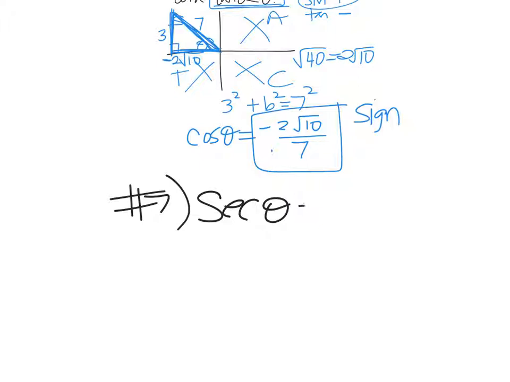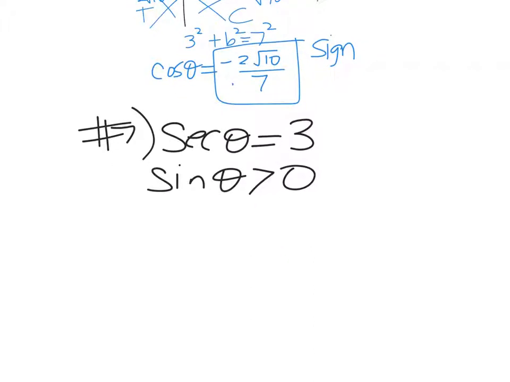Secant of theta is equal to 3. And the sine of theta is positive. And we need to find tangent of theta this time. Okay? So they're going to give you clues, some information, and then you're going to find out what one of the other trig functions is. Sometimes they ask you for 2. In this case, I'm just asking for 1.